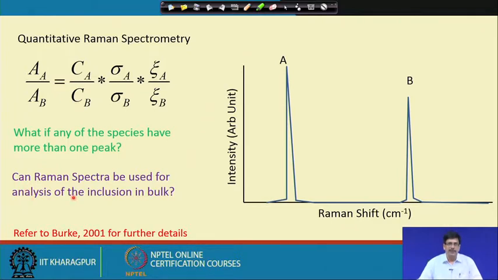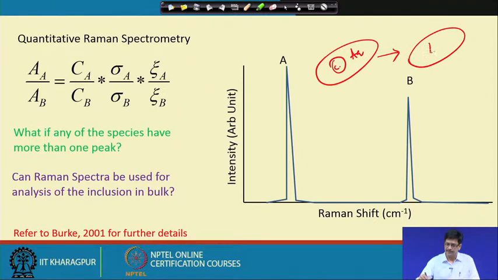Sometimes we might ask ourselves, is it possible that the Raman spectra can be used for analysis of the inclusion in bulk? Inclusion in bulk means you can think of the situation where the inclusion is homogenized. Suppose, for example, I have an aqueous carbonic inclusion where this is the aqueous liquid and this is the carbonic liquid, and the carbonic phase partial homogenization has taken place, and this particular inclusion is now homogenized to one liquid. Let us say it is homogenized to aqueous liquid.